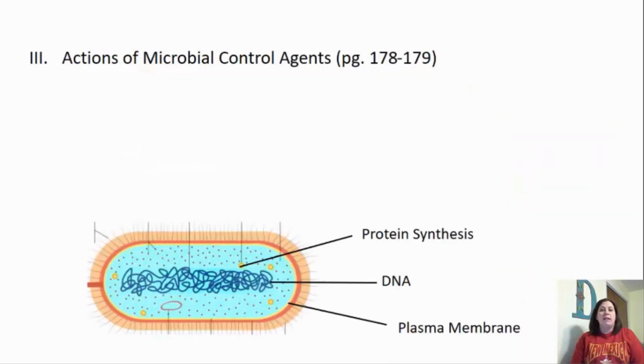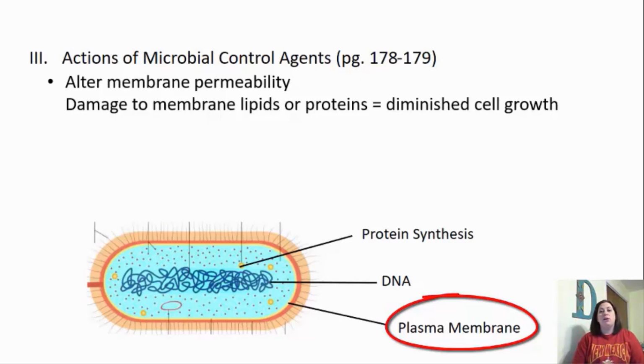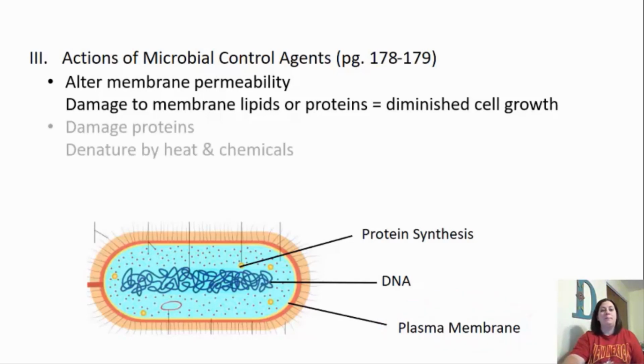So there are some different actions that a microbial control agent can undergo. It's either going to affect protein synthesis, it's going to affect the DNA or the plasma membrane. So one thing is it could alter the membrane permeability. This could damage the membrane lipids or proteins, which diminishes the cell growth because it damages that ability of being able to regulate what moves in and out of the cell.